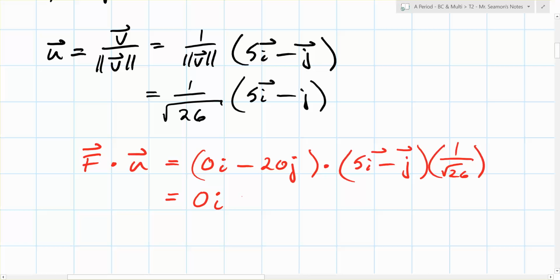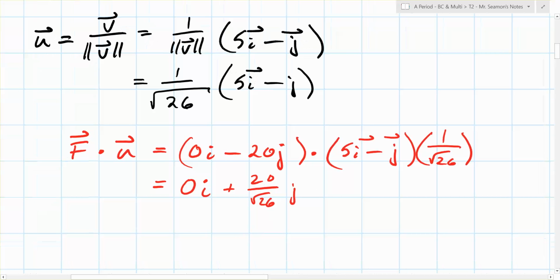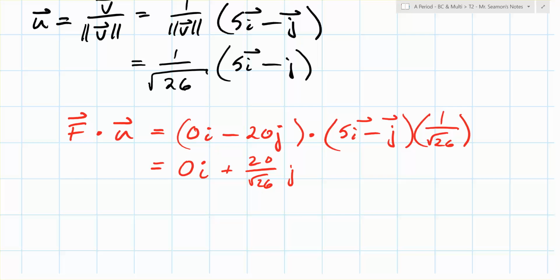So 0I, and then what do we have here? We have negative 20 times negative 1, so it's going to be plus 20 over root 26. So the answer to this dot product is 20 over root 26. Are you with me so far?